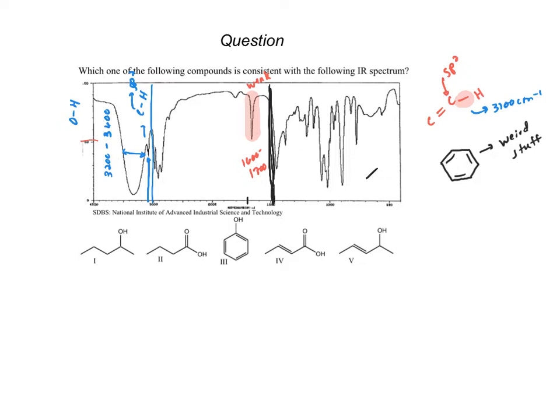So we know there's a carbon-carbon double bond. We know there's an alcohol group. So is it going to be 1? No. It's going to be 2? No, because that's a carboxylic acid. I told you no for this one. Again, what's the problem with 4? It's also a carboxylic acid, so no. And so the last one is 5, okay?